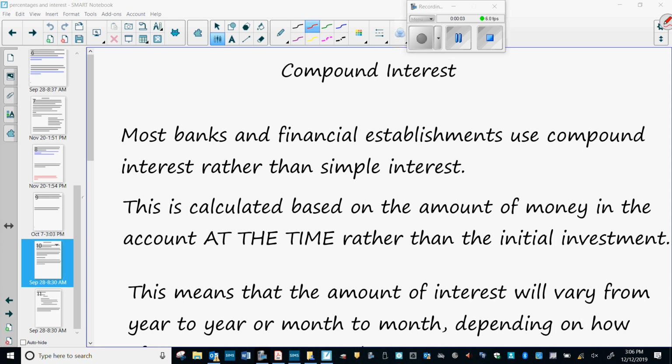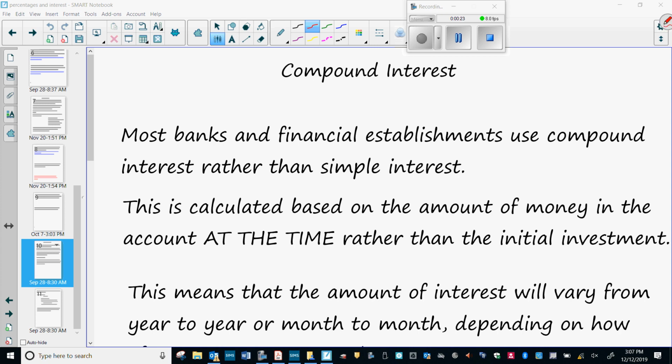Compound interest. So we've looked at simple interest. Remember, simple interest is based on the original amount in your account or the original amount you've borrowed. Okay? In most cases, most establishments, either banks or people that loan you money, actually deal with compound interest.